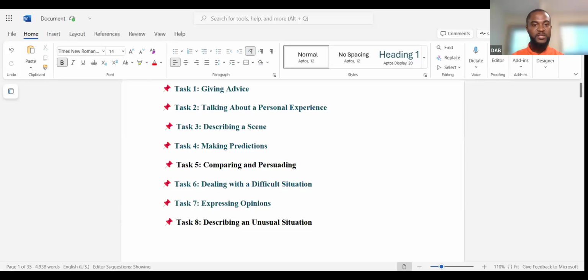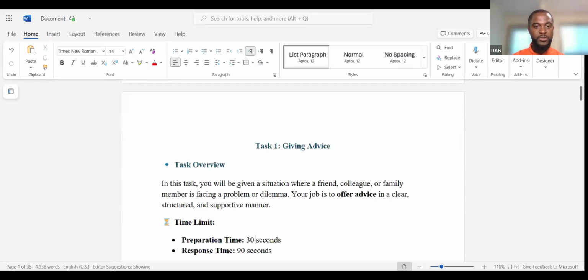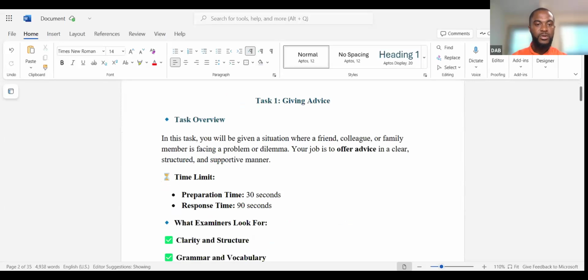Okay, so let's go into our speaking. Task 1. Speaking task 1 is giving advice. In this task, you'll be given a situation where a friend, a colleague, or a family member is facing a problem or a dilemma. Your job is to offer advice in a clear, structured, and supportive manner. You have 30 seconds to prepare yourself, and then 90 seconds to talk.